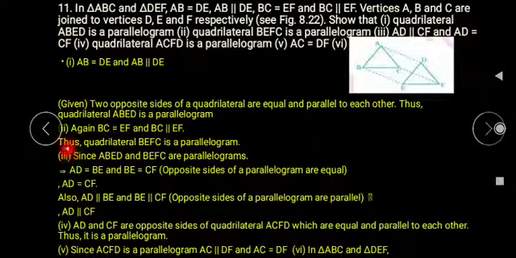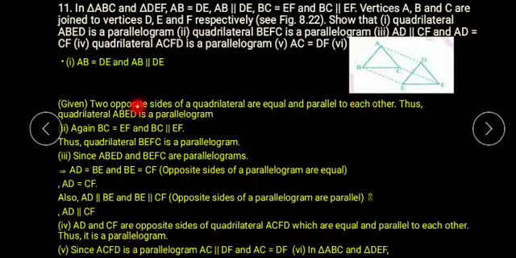Now let us see question number 2. Now again BC is equal to EF. Now you can see here BC is equal to EF as it is given already in the question, and BC is parallel to EF also. So what we can say, in this quadrilateral BCFE, one of the opposite pair of sides are parallel and equal. Hence we can say that this quadrilateral BCFE is also a parallelogram.